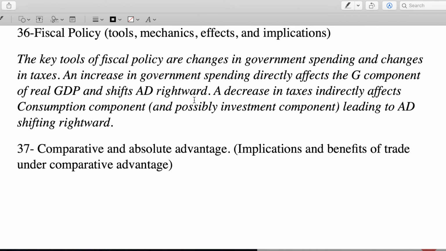And then everything that I just said, you can undo that. You can just reverse everything, and everything just reverses. So a decrease in government spending, an increase in taxes will lead to a leftward shift of aggregate demand, which will lower inflation, lower output, raise unemployment.